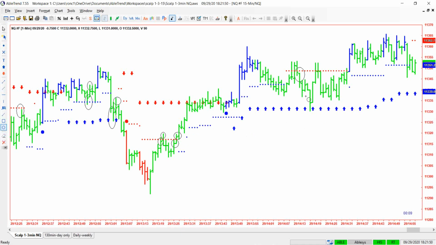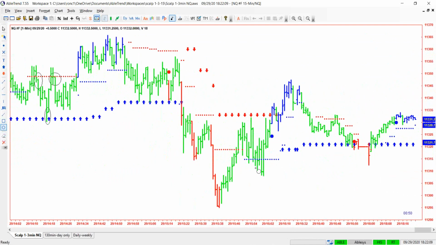Toward the end of the day, it was really choppy. We love when it's choppy. The scalp chart works great when it's choppy. Hits the red arrow, bounces off a red dot, and it goes down. Another $100 winner. Hits the blue arrow, goes up, another $100 winner. Hits the red dot, goes down, another $100 winner, all day long. The scalp chart, it's a thing of beauty.